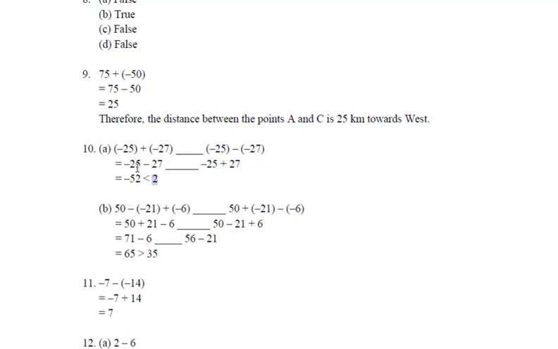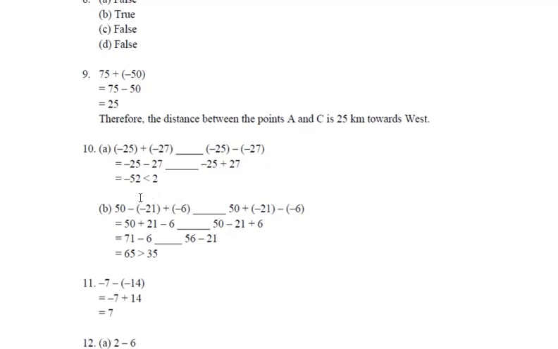Now you can see out here that both the numbers are minus. So if both the numbers are minus, then we do addition. And then we write the minus sign only. So 25 plus 27 is 52. But the sign will be minus. So we can say that 2 is greater than minus 52. So hence we have to use this particular sign.